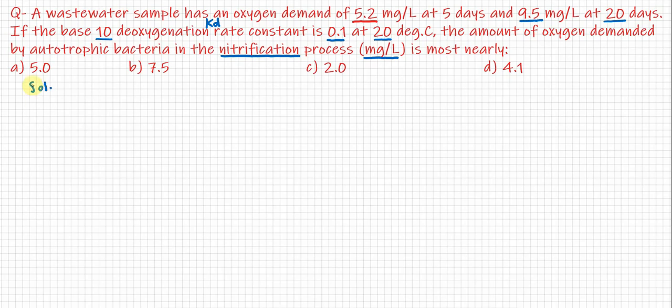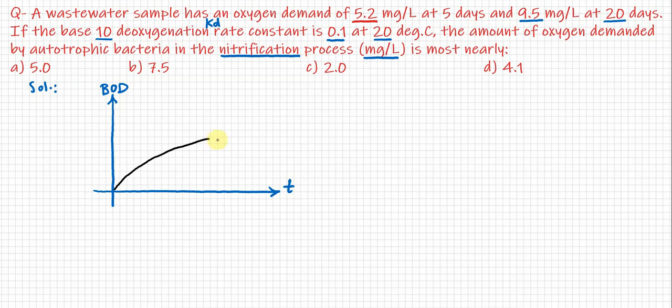So to solve this question, let's see how the biochemical oxygen demand develops with time. So here are our axes: time versus biochemical oxygen demand. The growth of BOD takes an exponential shape, an exponential curve, and it continues to grow until it reaches a constant value which is called the ultimate biochemical oxygen demand.